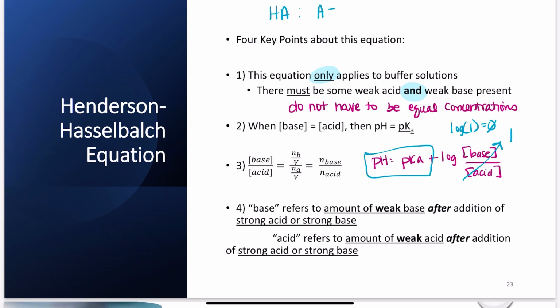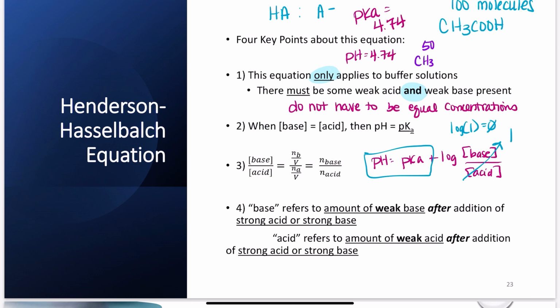That means if I have an acid like acetic acid, say I have 100 molecules of acetic acid to start. The pKa value of acetic acid is 4.74. What that means is when the pH equals 4.74, what I actually have is 50 acetic acids and 50 acetates. They're equal to each other.